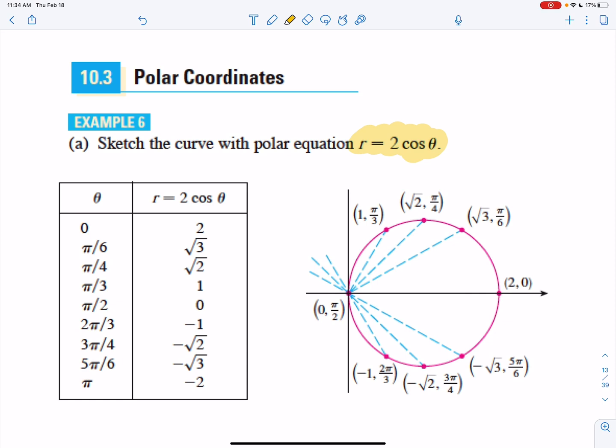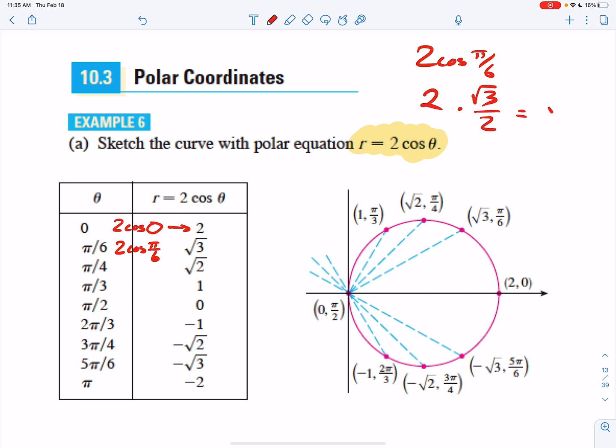I'll calculate the first few with you. So for instance, the first one here, this is 2 cosine of 0. Cosine of 0 is 1, and 1 times 2 is 2, okay? The next one, 2 cosine of pi over 6, I'll write it over here so we have space. Cosine of pi over 6 is radical 3 over 2. And if I multiply with 2, that just gives me radical 3, which is what I got right here. And I can go all day, all right?